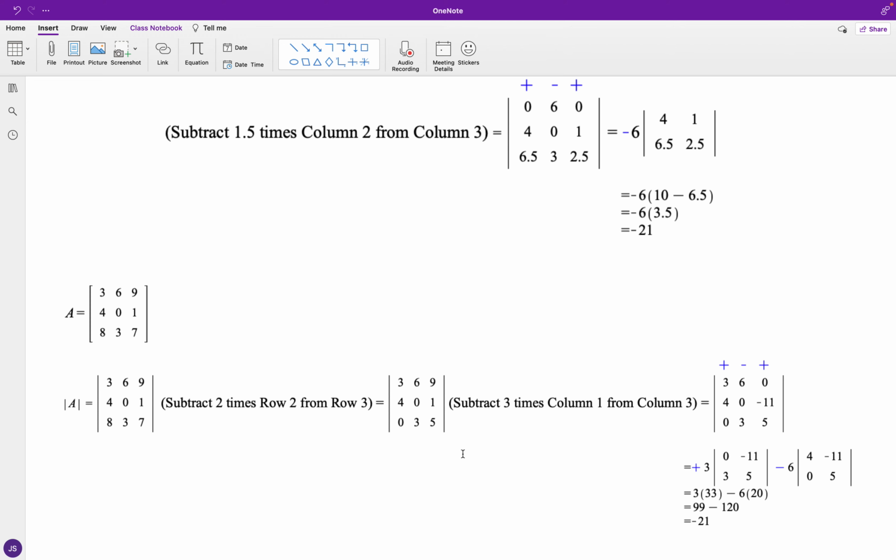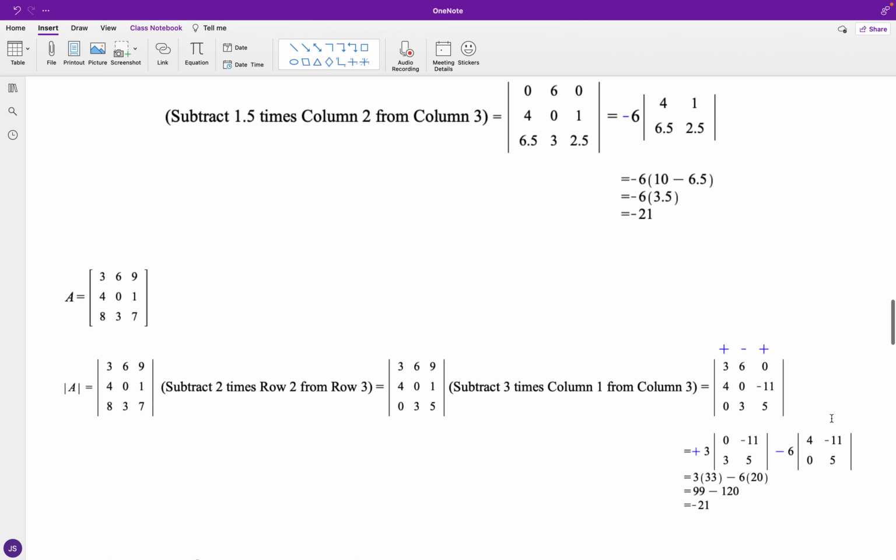And then, working with column arrangement, if I subtract 3 times column 1 from column 3, again, 9 minus 9 is 0, and 1 minus 3 times 4 is 1 minus 12, which is negative 11, and 5 minus 0 is still 5.